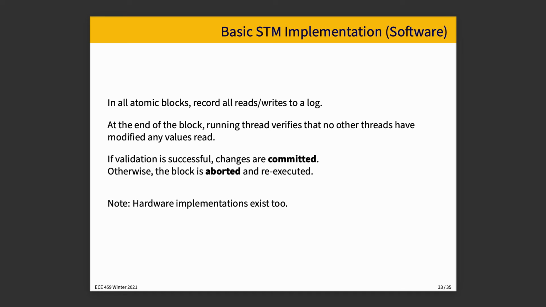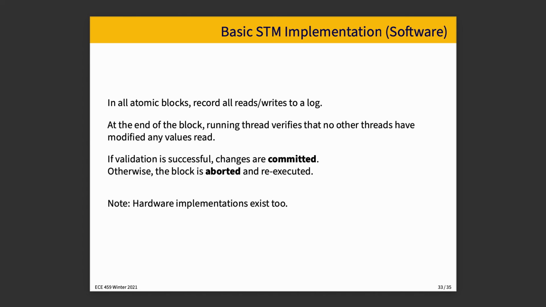So in an atomic block, we record all the reads and writes to a log, and at the end of the block, the running thread verifies that no other threads have modified any values that have been read. Basically, we are going to look at what we're doing and check our work at the end. A transaction, if you've heard me describe it in the context of a database or you've read my database notes, is basically we write down a list of here's the things we're going to do, then we do them, then we review our work to make sure that everything is okay.